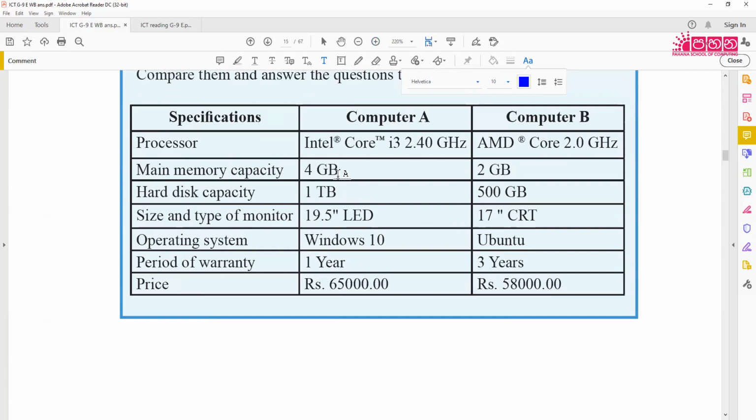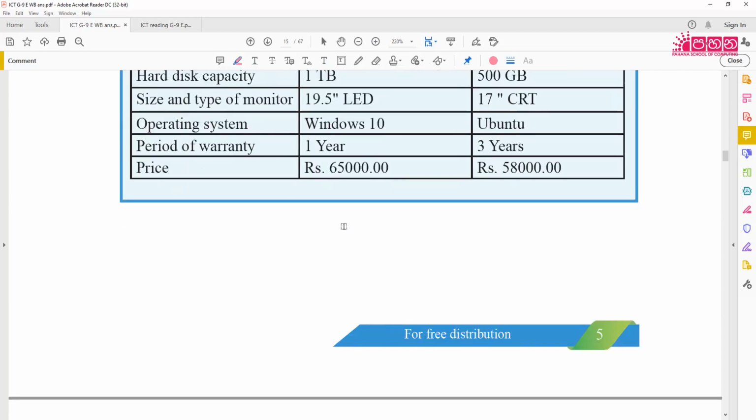Right. So this is 4 gigabytes. This is 2 gigabytes. So the answers, so this is AMD, right? And the second one is 4 gigabytes.